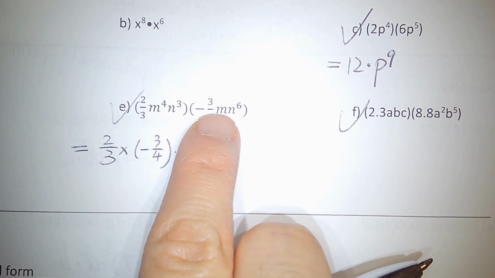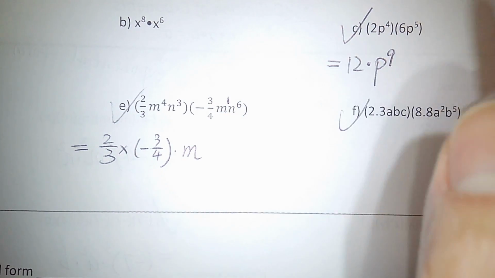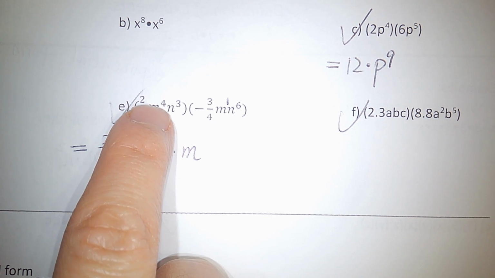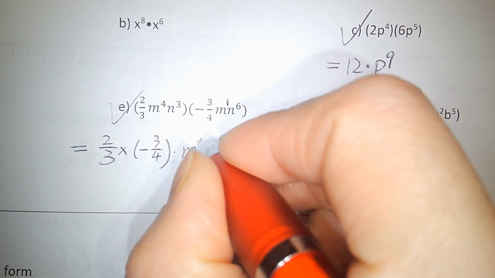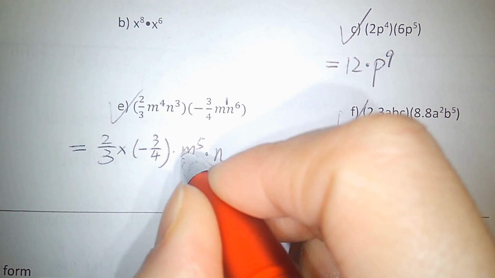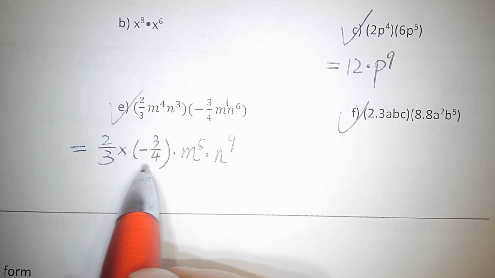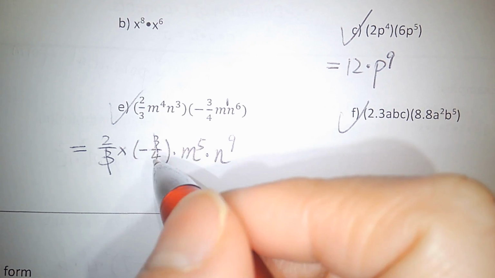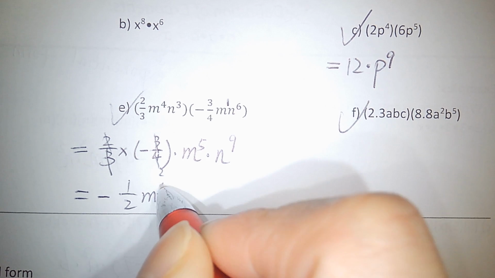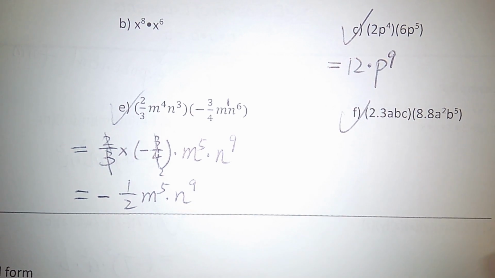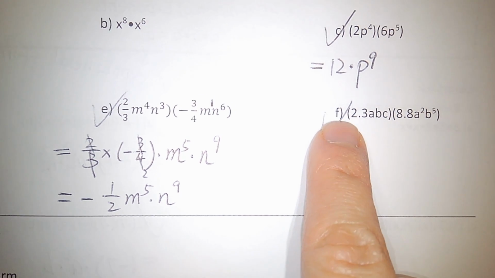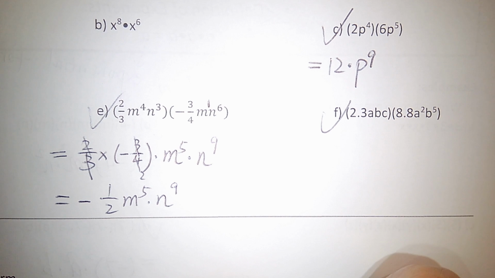And for m to the 4th power, m to the 1st power, so we should get m to the what? 4 plus 1 is what? 5. n cubed times n to the 6th gives n to the what? 9. And don't forget to simplify this number: negative 1/2, yes. m to the 5th times n to the 9th. You guys agree with that? Can you try question F by yourself, please?